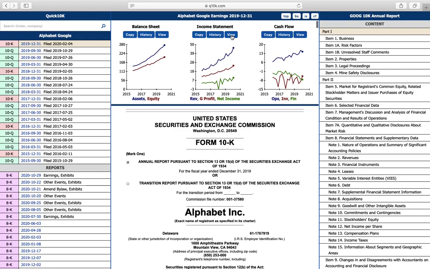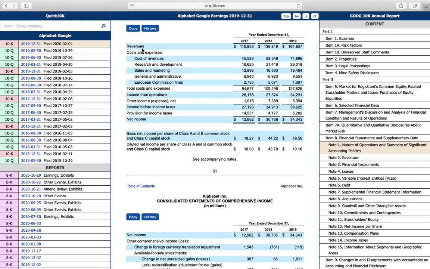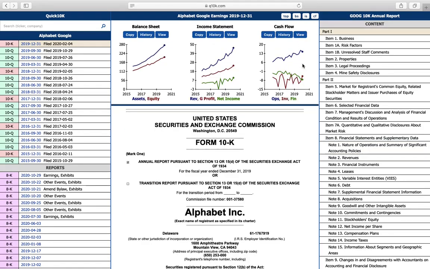The same with income statement, you can click view and figure out what were the revenues, what were the taxes, and what was the net income, etc. And then you can click top, and the same with cash flow statements.